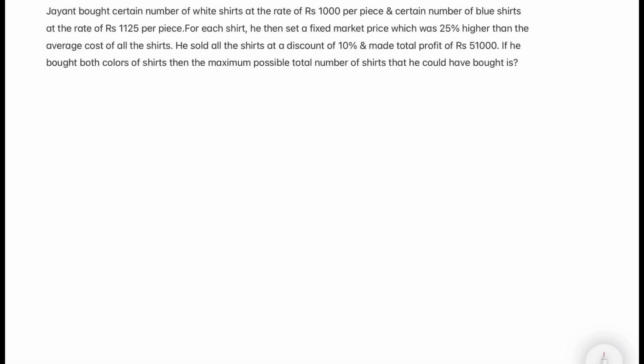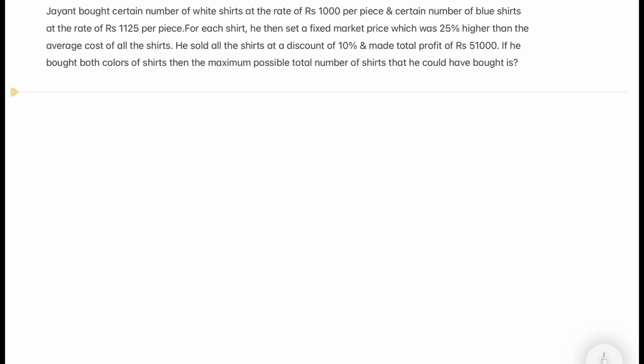Alright guys, so this is your next question from CAT 23 slot 2. You can pause the video and solve it and resume the video for the solution. Alright, so it's a combination of profit and loss and special equations. Amazing question, slightly lengthy but very much doable. Let's see how we deal with this.